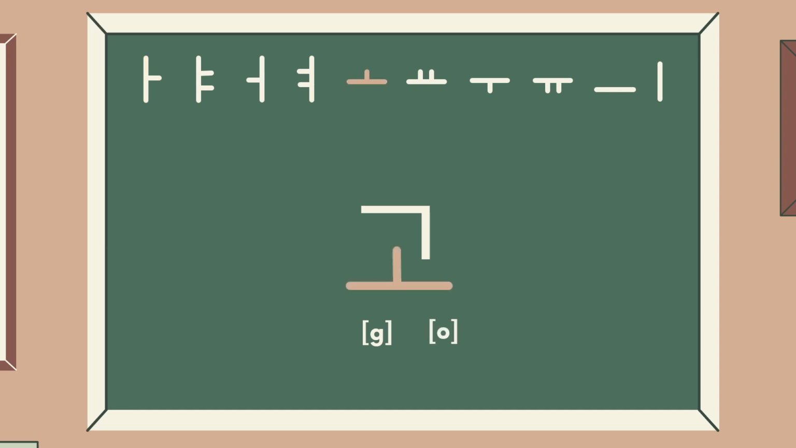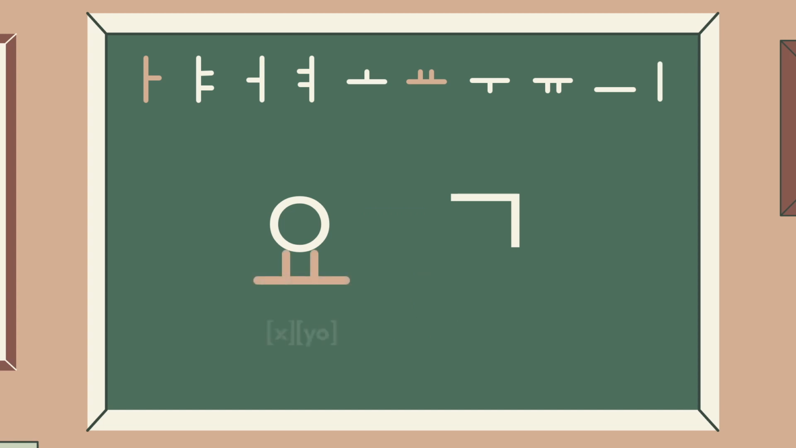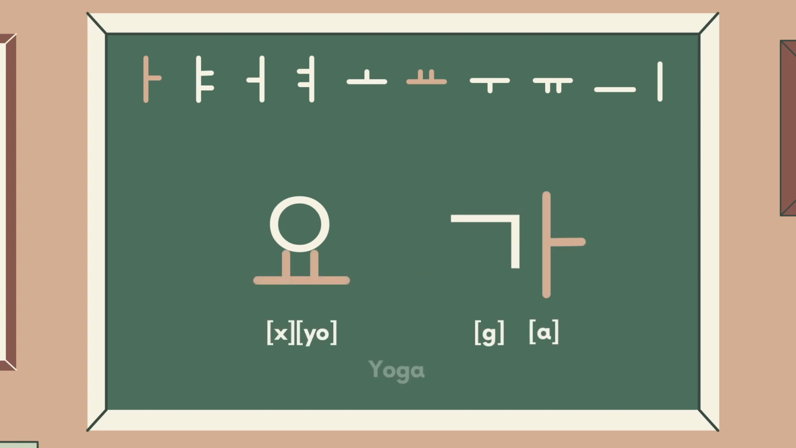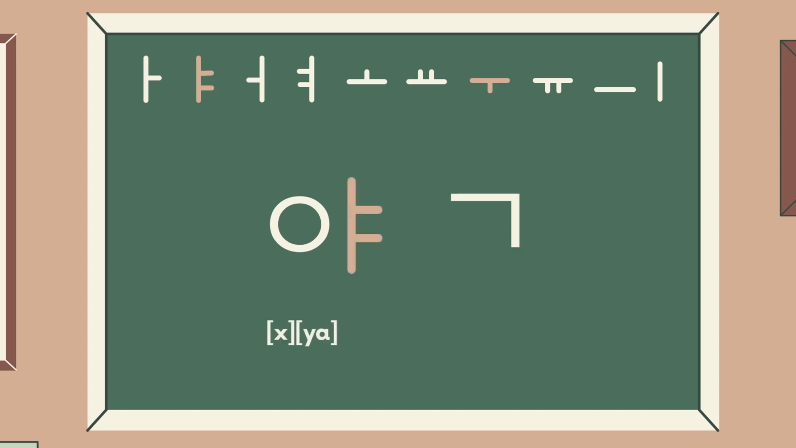With this vowel O, we can make Ko. With the vowel A, it's Ka. With the vowel U, it's Ku. This is Yo and Ka. Together, it's yoga. Ya and Ku together means baseball, Yagu.